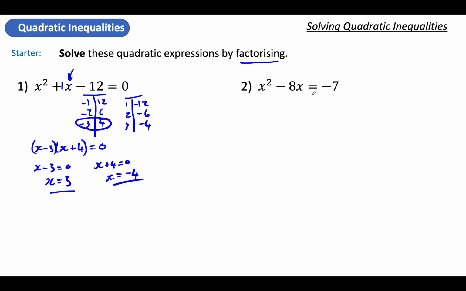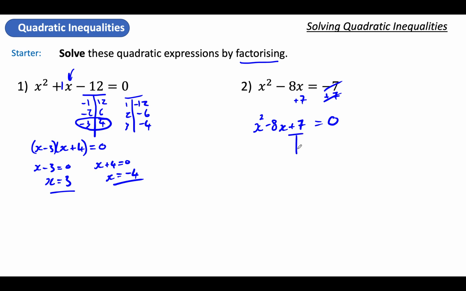And for this one, well, firstly, we need to actually rearrange this because we want the whole equation to equal 0. So I'm going to add 7 to both sides, because 7 take away 7 leaves nothing. And then this side will then be x squared, take away 8x plus 7. You need to rearrange it so it's basically all on one side, equaling 0. That's how we solve quadratic equations.